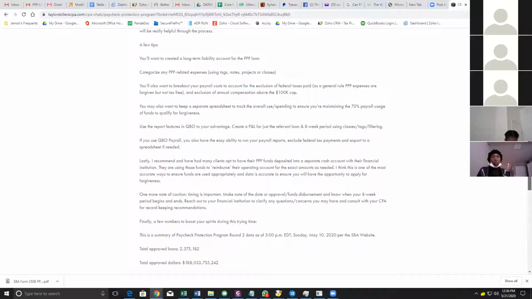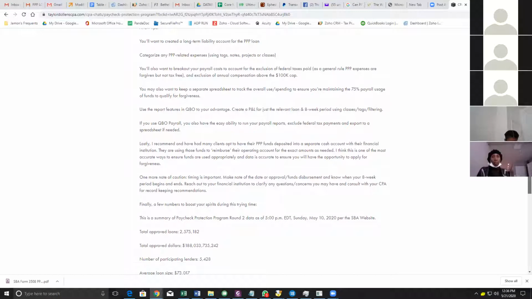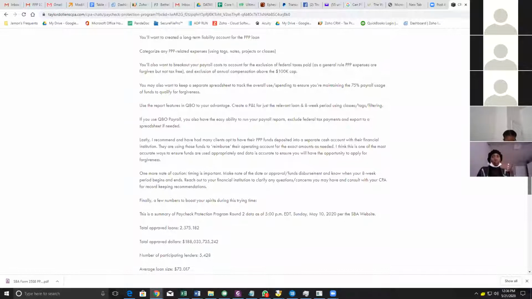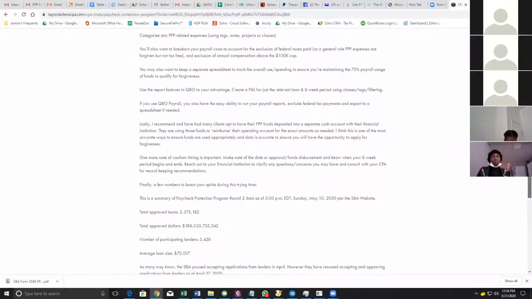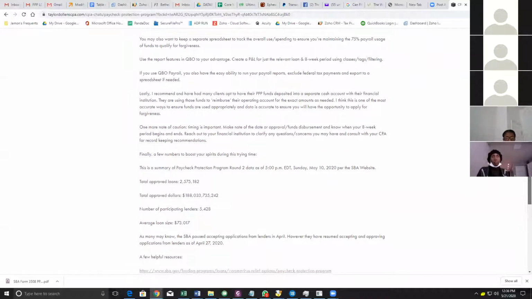And then lastly, I've recommended that many clients opt to have their PPP funds deposited into a separate bank account and then use those funds to reimburse. I think it's one of the most accurate ways to ensure that funds are used appropriately. One more note, timing is important. Make note of the date of the approval of funds and disbursement and know when your 8-week period begins and when it ends. Reach out to your financial institution to get any clarification that you need.